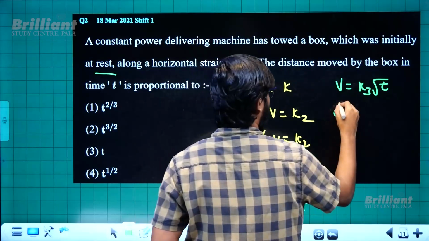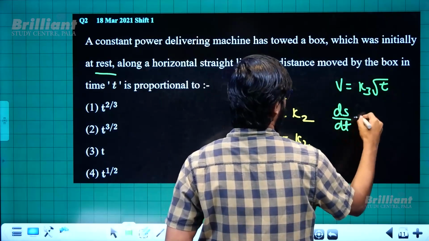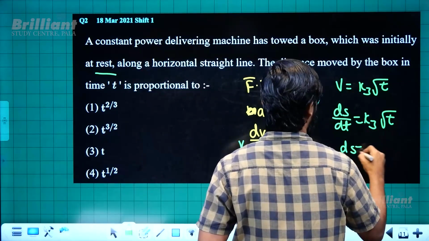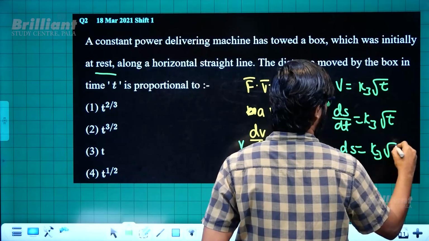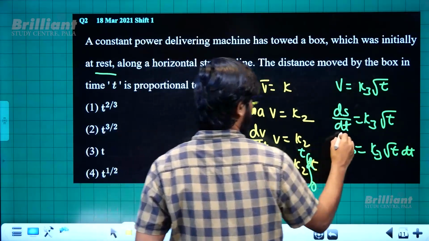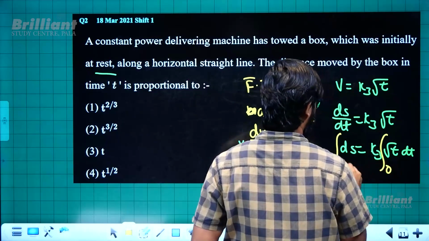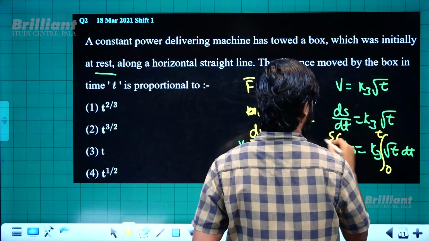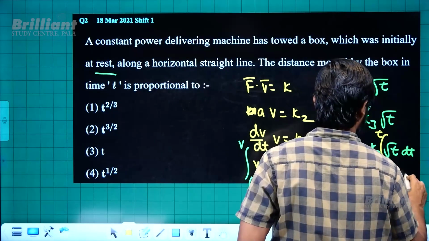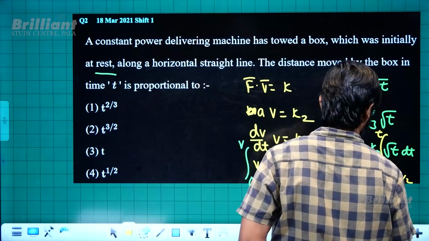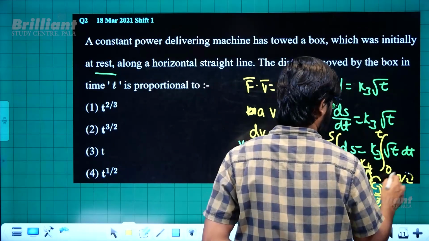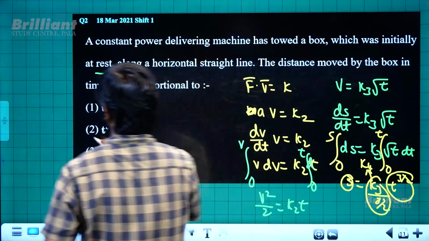Again, v you can write as ds by dt. ds by dt is some constant K3 into root t. So ds equals K3 into root t dt. Now when you integrate, at t equals 0 we say position is 0. After time t, what is the displacement? S equals K3 into t power 3 by 2 divided by 3 by 2. Now this I can call another constant K4. So displacement is proportional to t power 3 by 2.